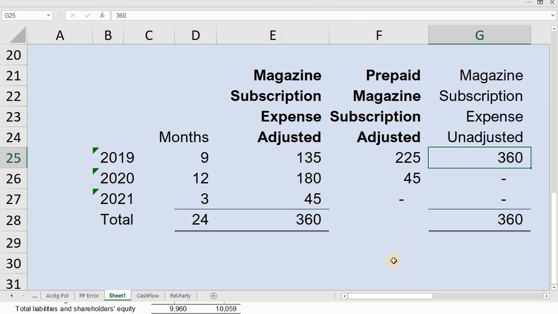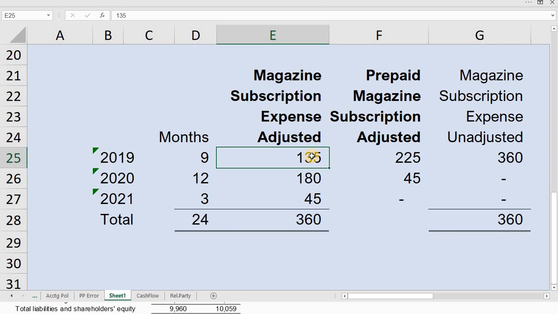Again, in 2019, the entity deducted 360 pesos expense. However, only 135 pesos should have been expense, which means that the expense recorded in 2019 is overstated, and it makes the net income in 2019 understated.